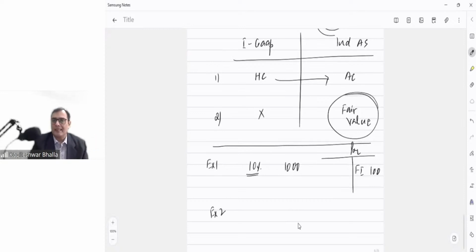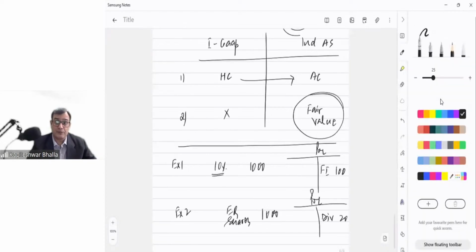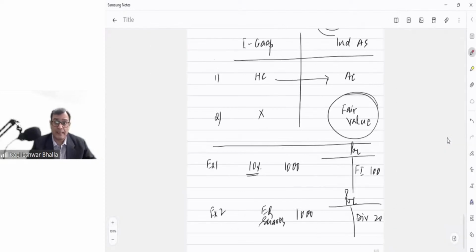Second, let's say I invested into the equity shares of a company, and in terms of equity shares, I again invested 1,000 rupees. Now, if I go with the IGAP, in this particular case, we used to receive a dividend on these equity shares. Let's say the dividend received is 20 rupees per share. So I recorded the dividend income in my P&L. Now I am looking in terms of what was happening in the IGAP.